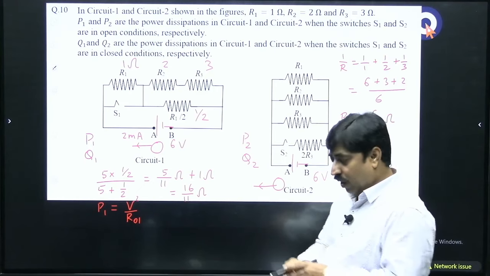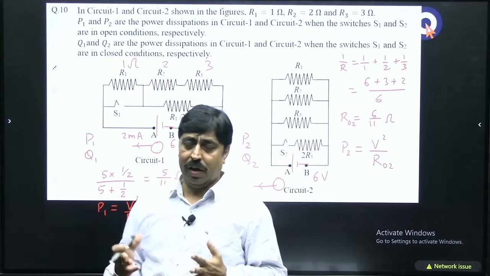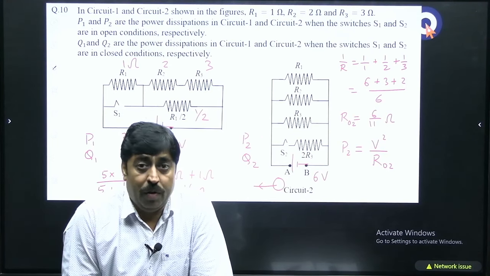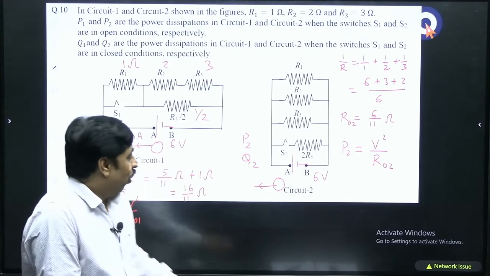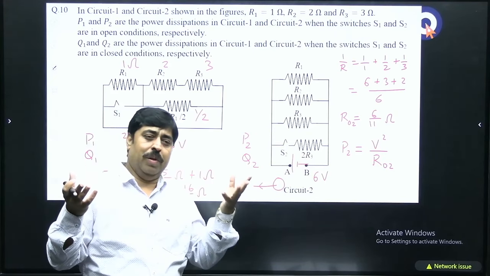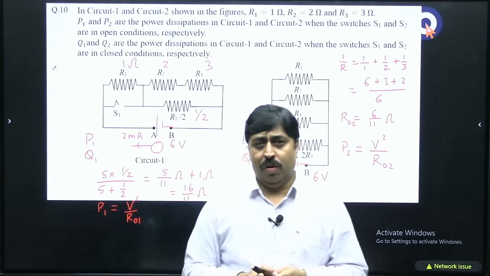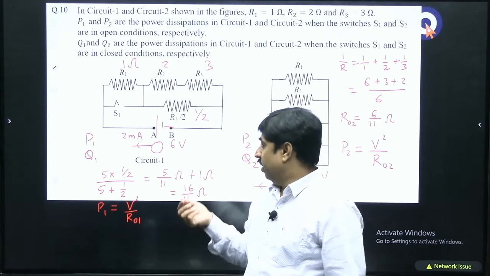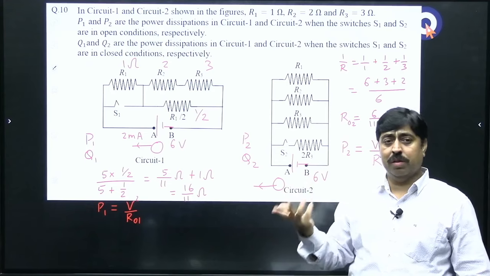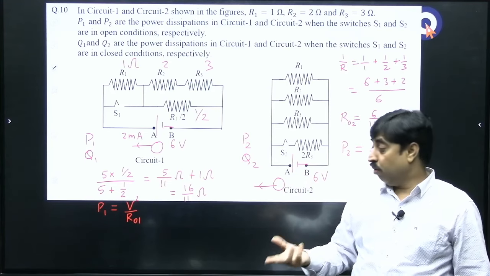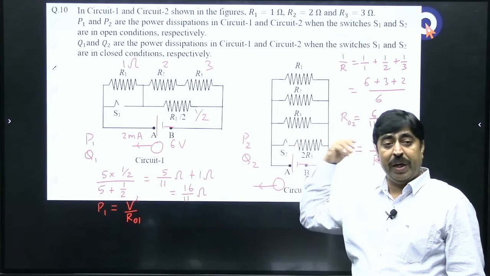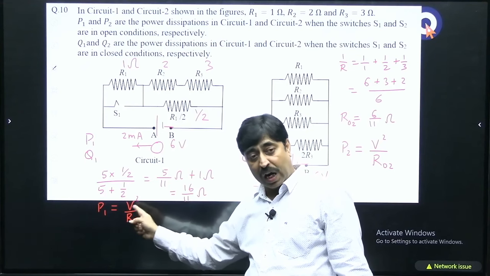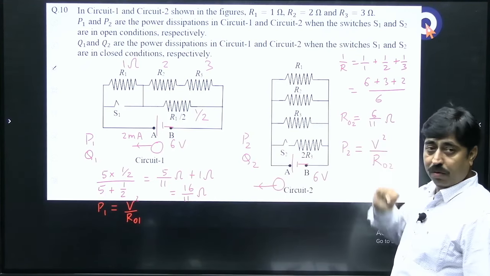Now, you have studied that power dissipated in a resistance can be written as V square by R or I square R. In this particular question, when both these circuits have been connected to the same voltage source, we should not be using I square R, isn't it? We should be using V square by R. It makes the comparison easier because the voltage of both these sources is the same, V. So, to compare P1 and P2, we just need to see the values of R01 and R02.